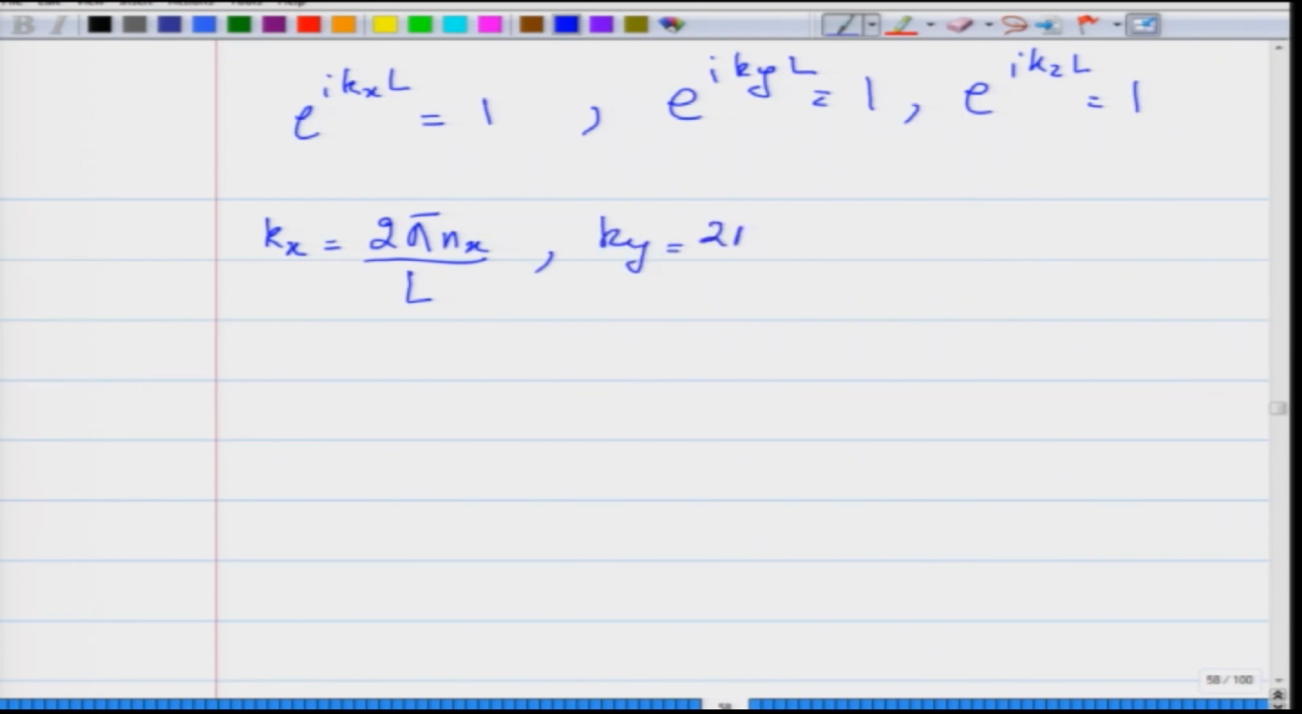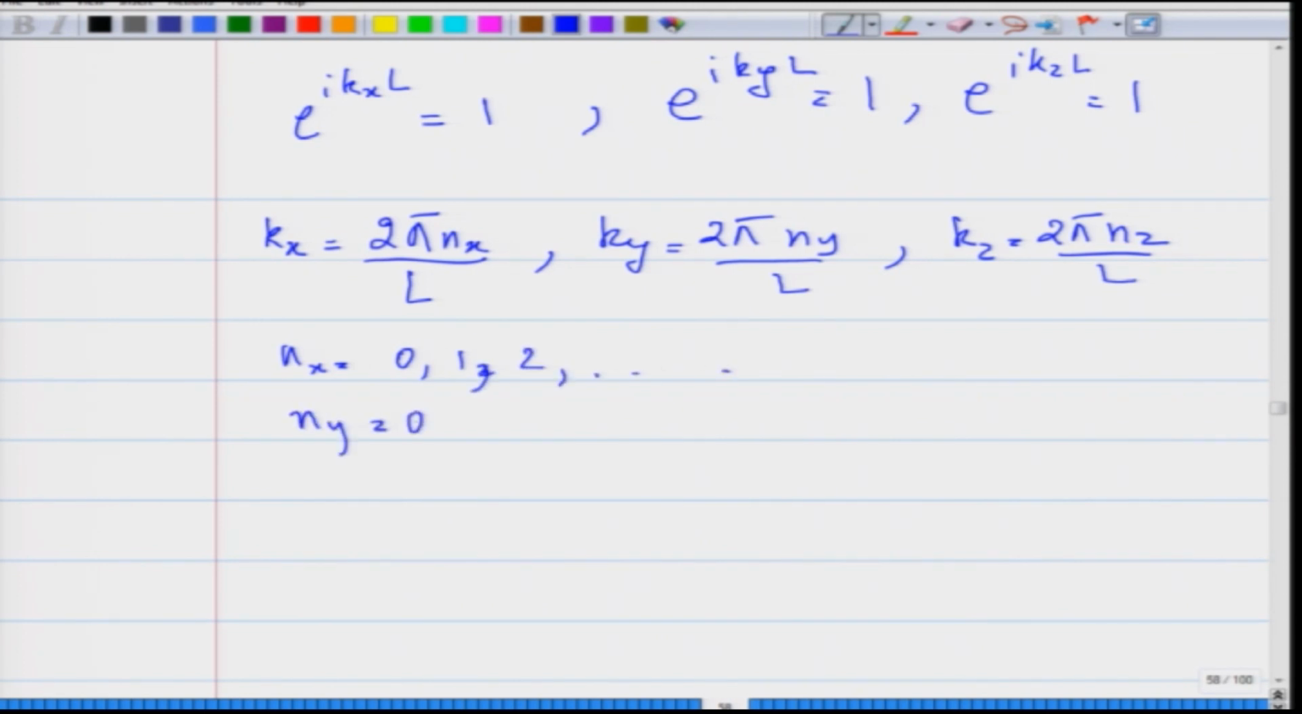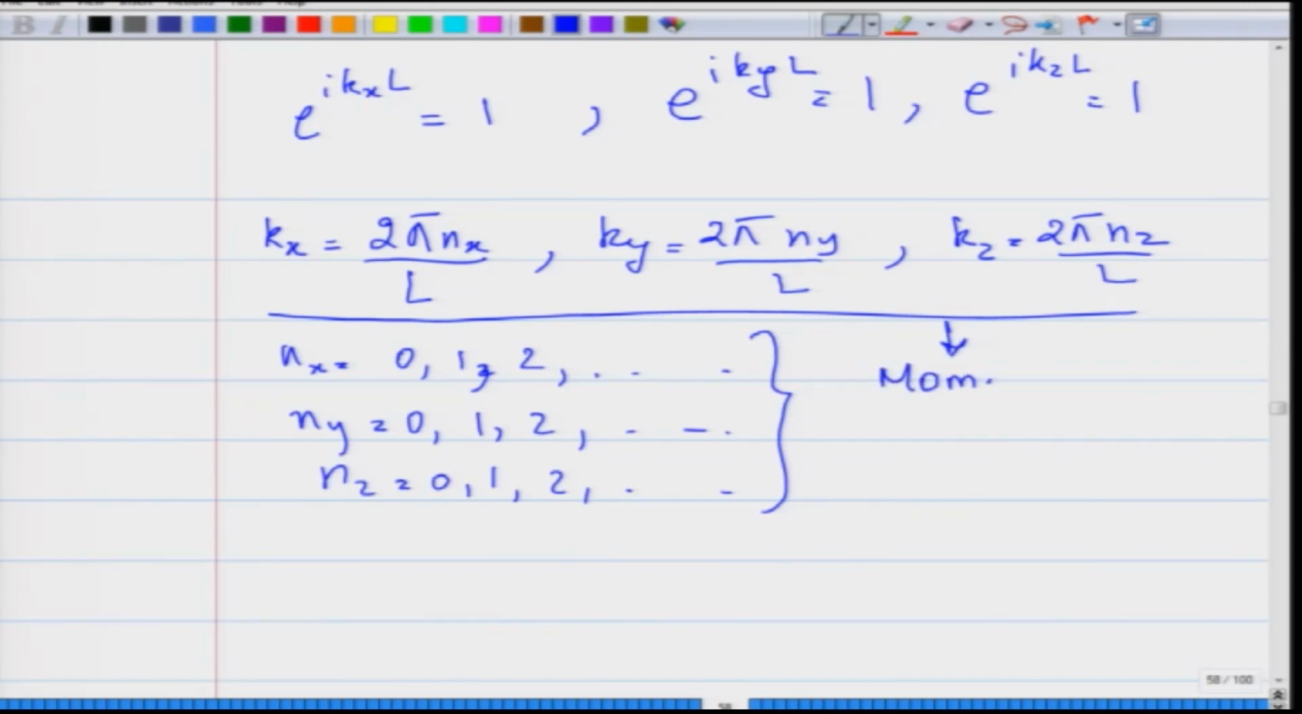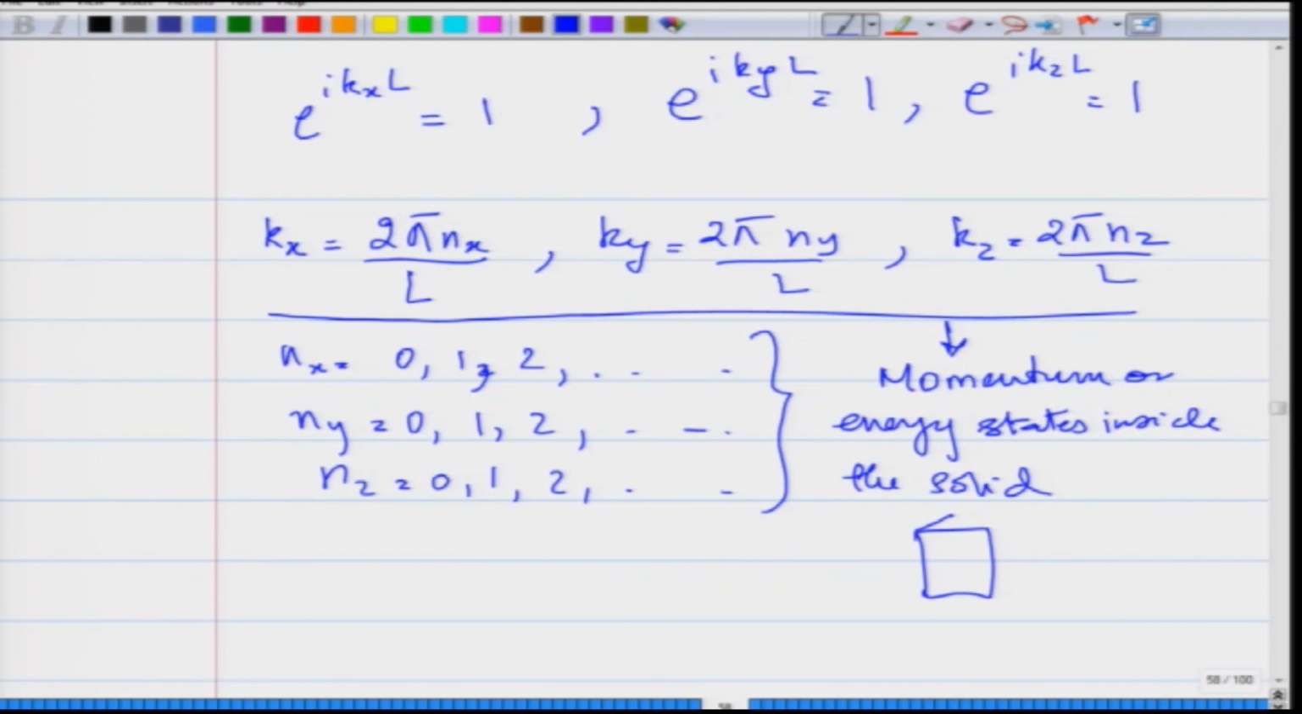ky is equal to 2 pi ny over L and kz is equal to 2 pi nz over L. These are your different momentum states where nx is 0, 1, 2 and so on, ny is 0, 1, 2, nz is equal to 0, 1, 2 and so on. So, these are your different momentum states. So, you generate your momentum or energy states inside the solid, which is a cube with sides of length L.